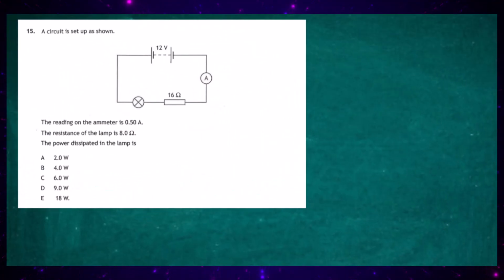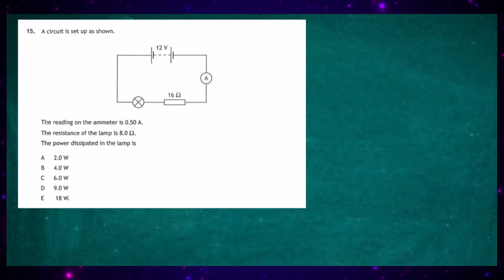Question 15. A circuit is set up as shown. We have a battery of 12 volts, we've got an ammeter, we've got a 16 ohm resistor, and we've got a lamp. It says the reading on the ammeter is 0.50 amps, and the resistance of the lamp is 8 ohms, and we're asked to find the power dissipated in the lamp. The power dissipated is really the power which has been lost in the lamp, changed into light and heat.